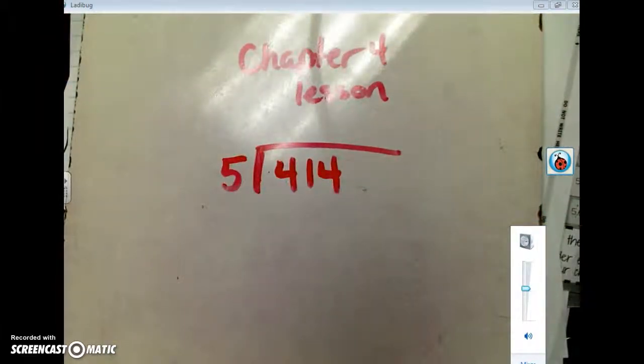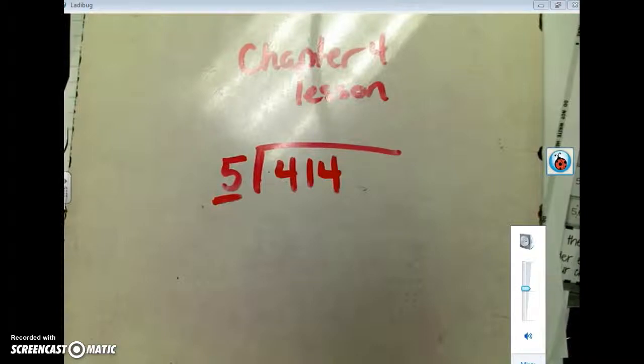Okay, today we are going to work with numbers that have 1-digit divisors, which means the digit outside the box, there's only going to be one. It will not be a double-digit number. Okay, tomorrow we will work with problems that have a 0 in the quotient, and the quotient is the answer to a division problem.